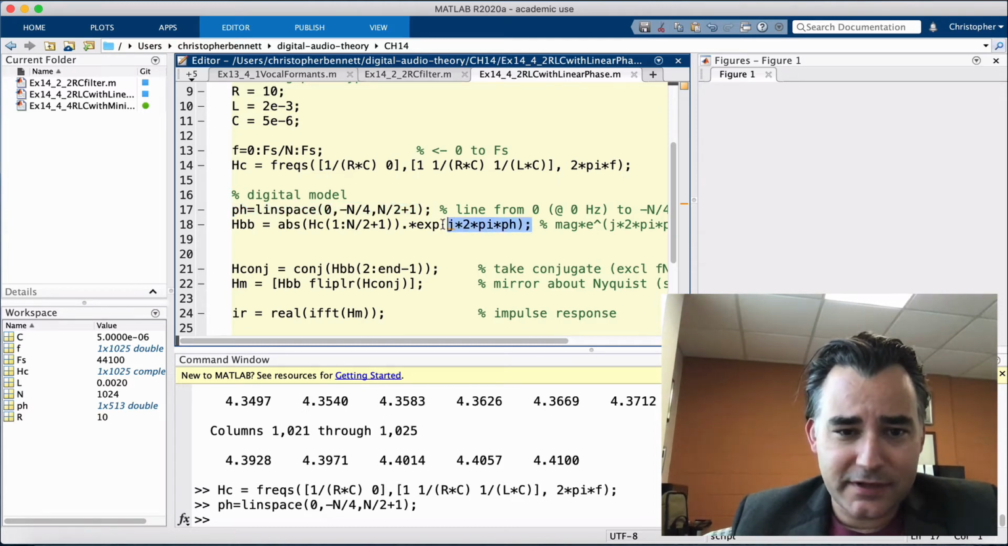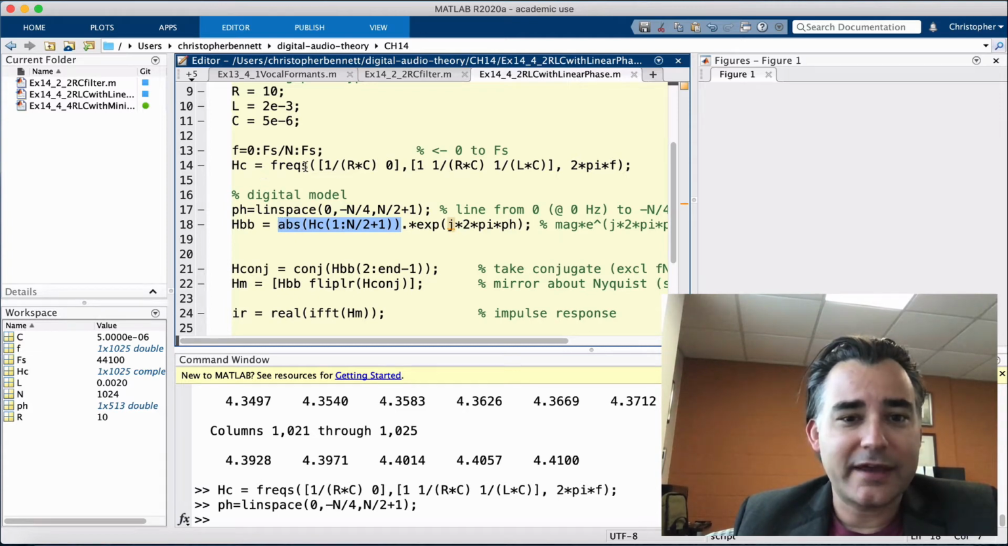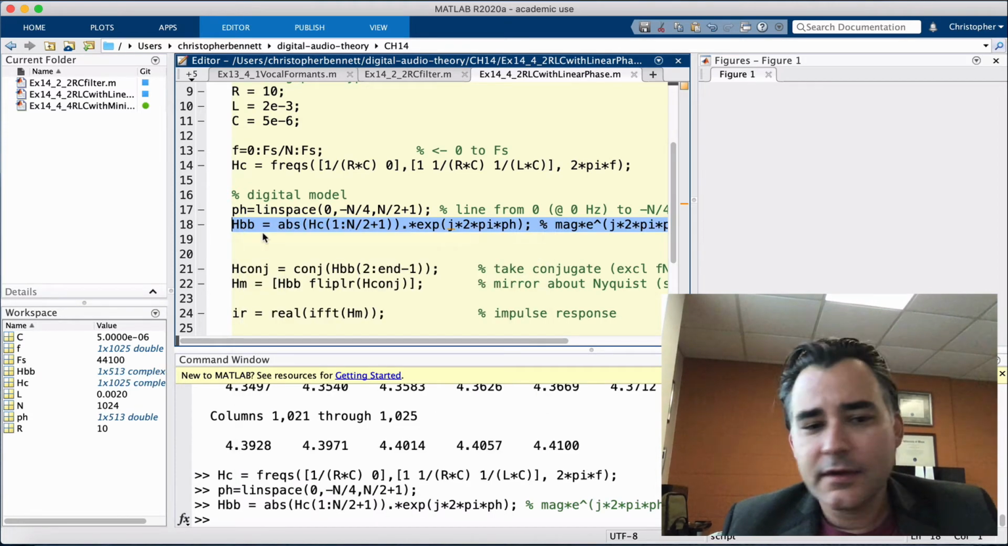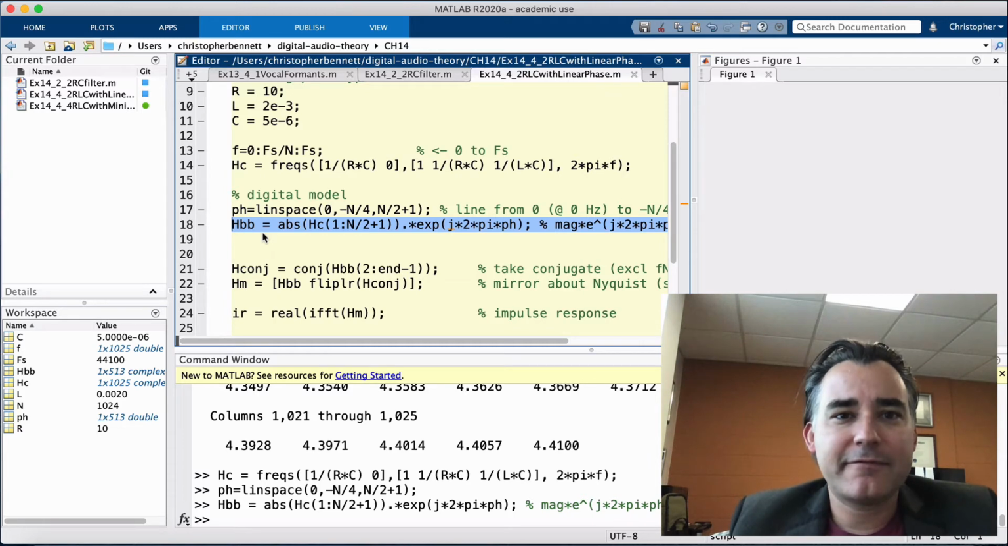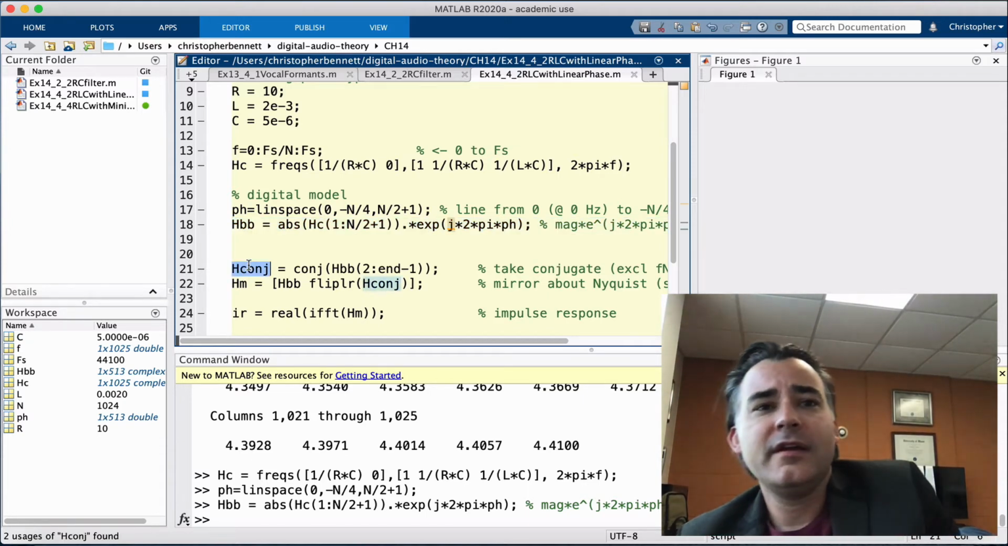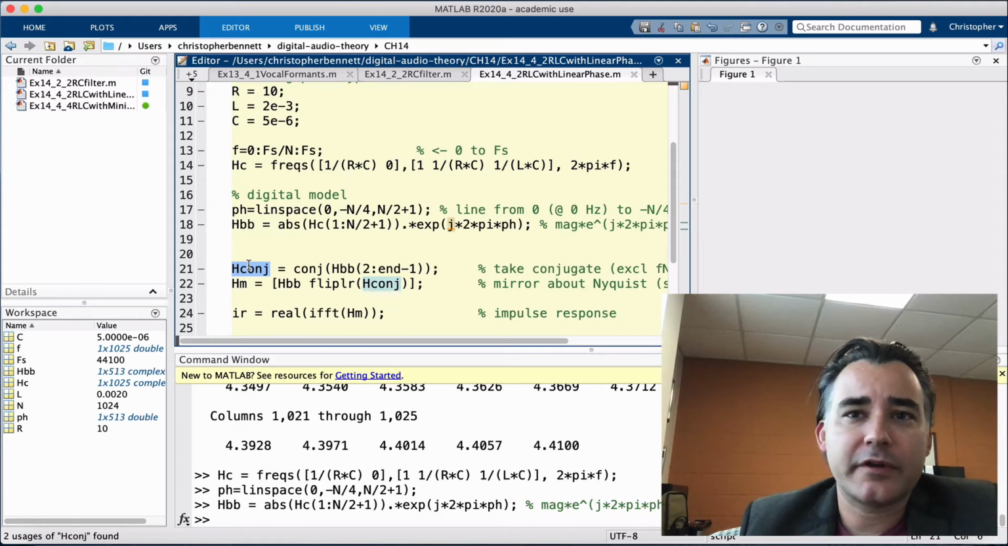So we're going to take this linear phase and we're going to combine it with our magnitude that we get from sampling the frequency response of the analog system, the RLC. Now remember, this is only in the baseband. This is only half of our digital model. So next, the conjugate portion on the lower half of the complex plane must be constructed. This is done by taking the conjugate of all the bins between 0 Hz and Nyquist. The complete digital model is generated by mirroring the conjugate portion about the Nyquist frequency.